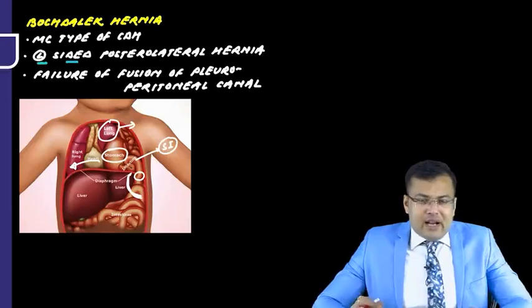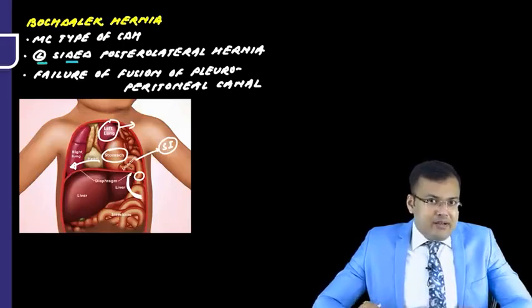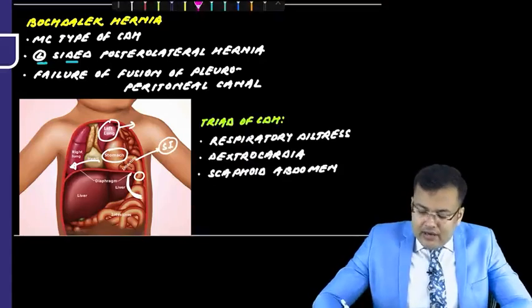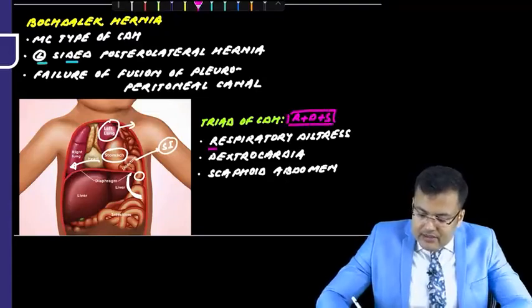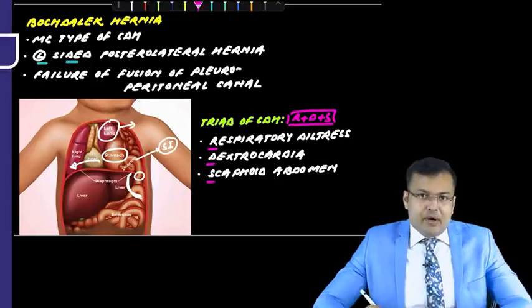So it is characterized by a triad. There is respiratory distress, dextrocardia and scaphoid abdomen. So how to remember the triad? The mnemonic is RDS. The triad is RDS, that is respiratory distress, dextrocardia, scaphoid abdomen.